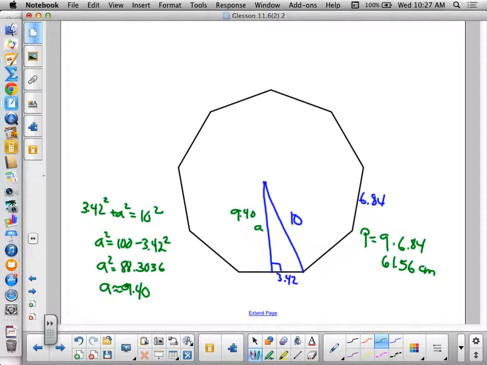Once I have that, I could find the area either way I want to. I could find the area by finding the area of this triangle, this times this divided by 2, doubling it, and then multiplying by 9, because there are 9 such triangles. Or I could use perimeter times apothem divided by 2, so 61.56 times apothem of 9.40 over 2. And that's probably what I would do. Gives me 289.3 approximately.